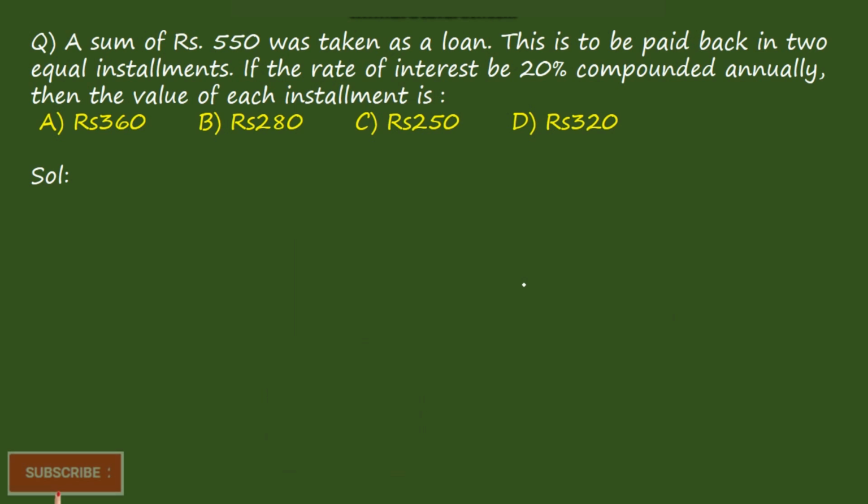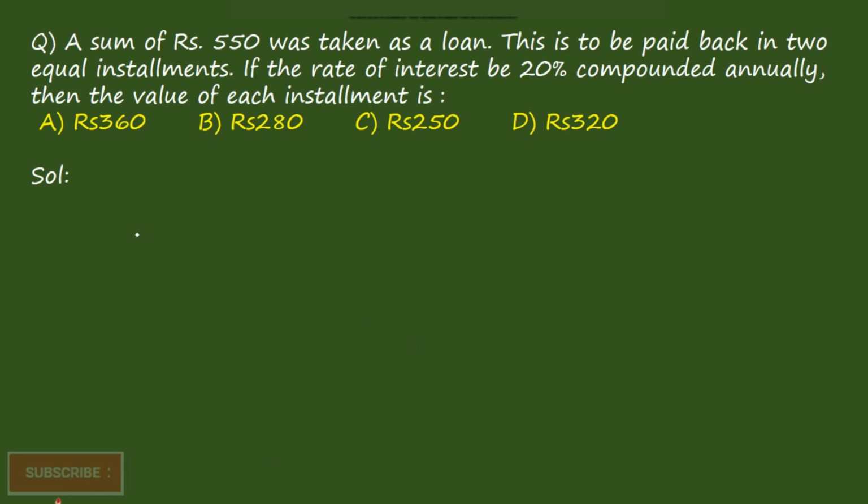Now we are solving the problem without using any formula, by using simple interest. How to solve it? Coming to the first question: Rupees 550 was taken as a loan. This is to be paid back in two equal installments. If the rate of interest is 20% compounded annually, then the value of each installment is.